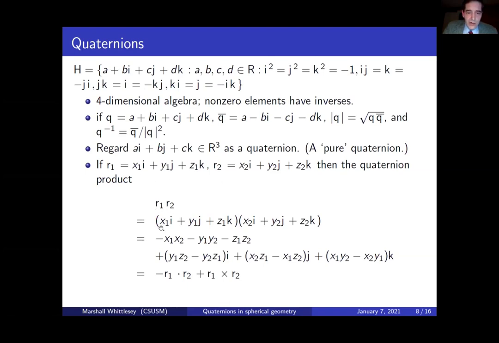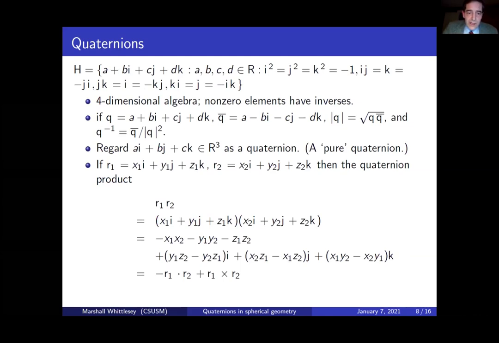Take r1 and r2: you've got a sum of 3 times a sum of 3, so you get 9 terms. And when you multiply them out, the ii, jj, and kk terms give you minus x1x2, y1y2, and z1z2. And the cross terms, when you multiply ij and ji, produce the k term, and ik and ki produce the j term, and the jk and kj terms produce the i term, using the fact that, of course, ij is k and minus ji is k. I have to adjust some signs a little bit.